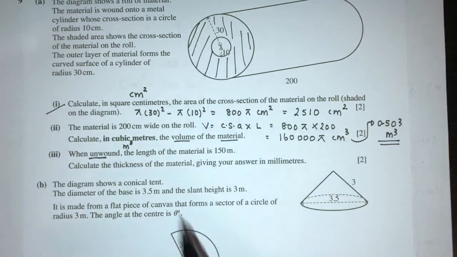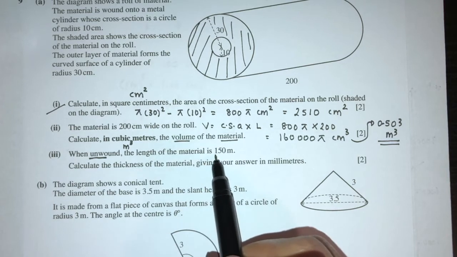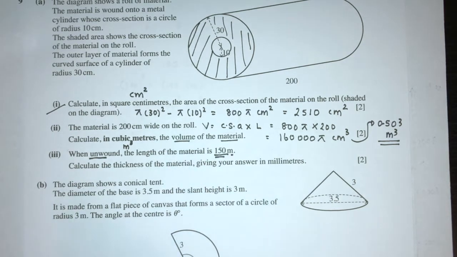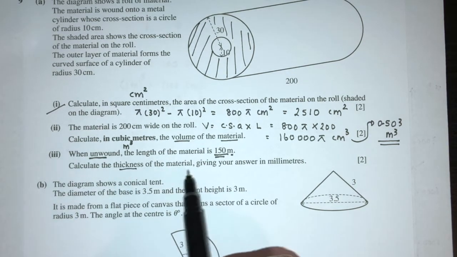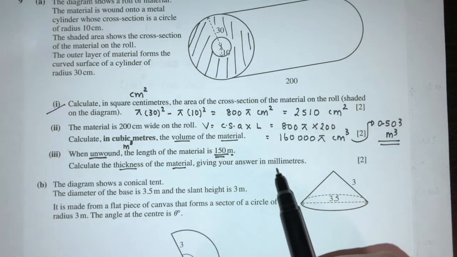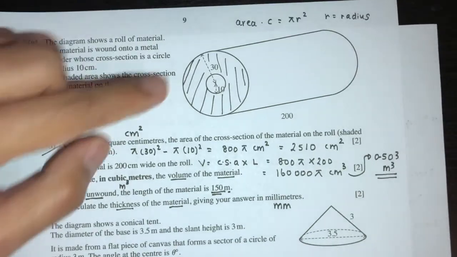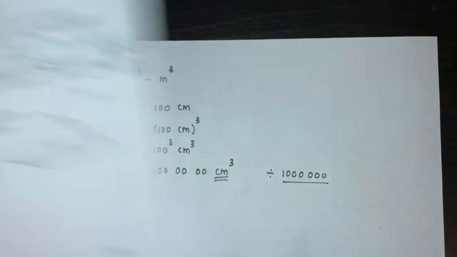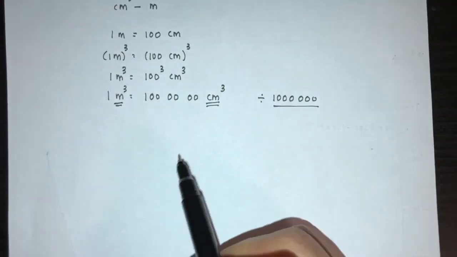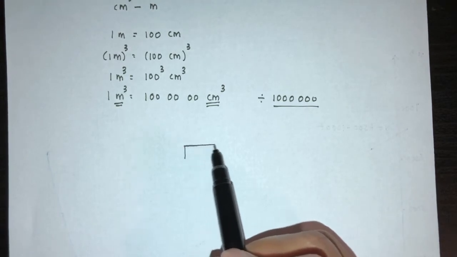Now for part 3, when unwound, so when you roll this out, when you open the package, now the length of the material is 150 meters. So we have to find the thickness of the material, giving your answer in terms of millimeters. So first thing you have to understand, when you open this package, what happens? So basically, when you open the package, it will look like a cube.